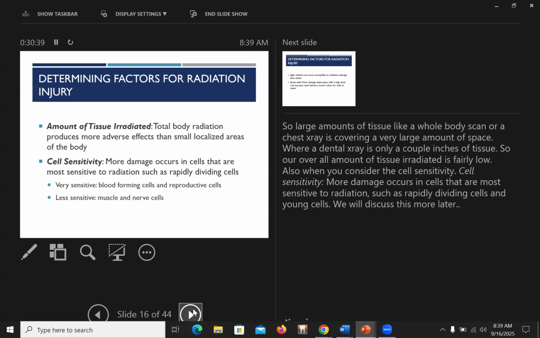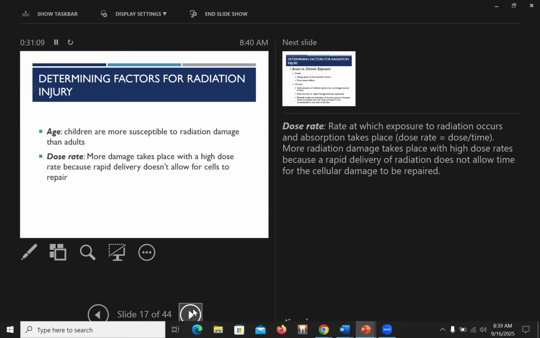So there are certain cells that are going to be more sensitive and certain cells that are going to be less sensitive. It doesn't mean damage doesn't occur, but they're different cells. More damage occurs in cells that are most sensitive to radiation: rapidly dividing, so very sensitive, blood forming, reproductive. Anything in the reproductive area of a man or a woman is going to be highly affected, and then less sensitive are muscle cells and nerve cells. Children are going to be more susceptible than adults because their whole bodies are growing.